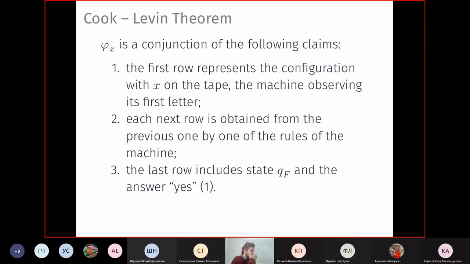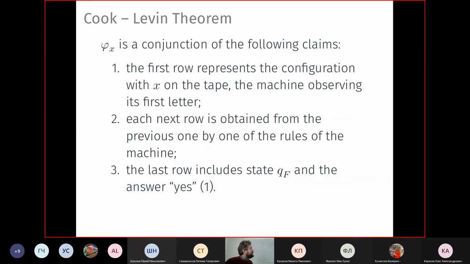It's also expressible as a Boolean formula, a very big one, because of the local transformation: we just say there is a place where we have our state, and we replace the corresponding letters according to our rules. And the last row should include the final state, and the answer should be yes. So this is the formula which represents it, and again, this formula is of polynomial size.